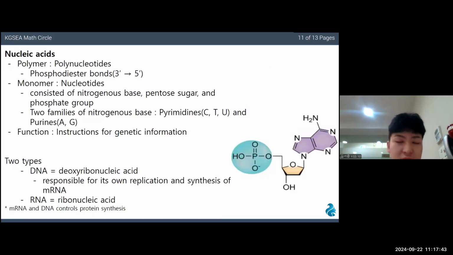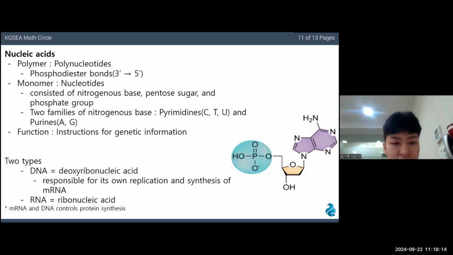Now I'll talk about the last form of macromolecules, which are nucleic acids. The polymer is a polynucleotide and is made by phosphodiester bonds. One thing about nucleic acids is to think of it as a line, and while one endpoint is always a 3', the other endpoint needs to be a 5'. I'll further talk about that soon. The monomers of nucleic acids are nucleotides, and each consists of a nitrogenous base, a pentose sugar, and a phosphate group.